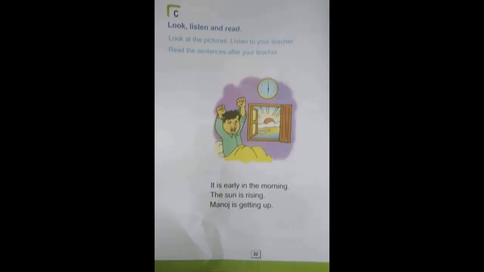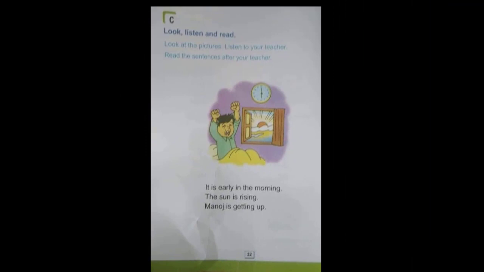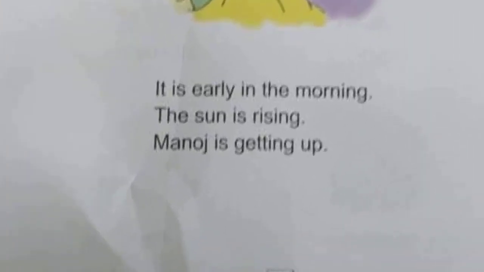In this unit, we will know the daily activities of a boy named Manoj in the different times of the day. So, open your book at page 32 and read with me. We will read from page 32 to page 37 now. In page 32, the text is, "It is early in the morning. The sun is rising. Manoj is getting up." So, we get up early in the morning.